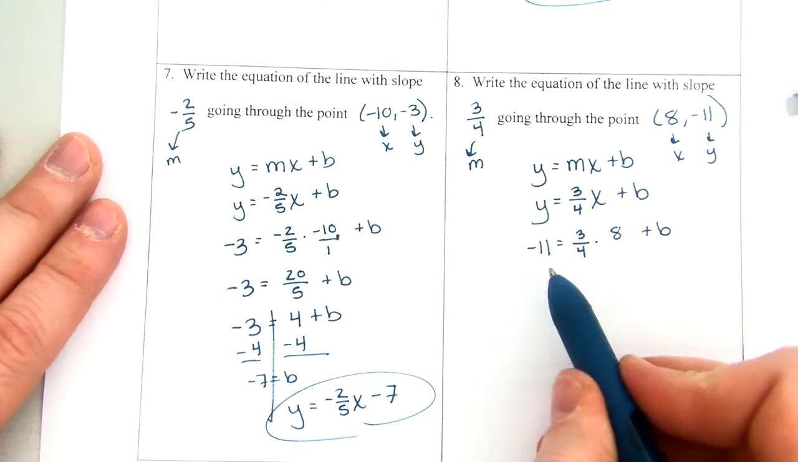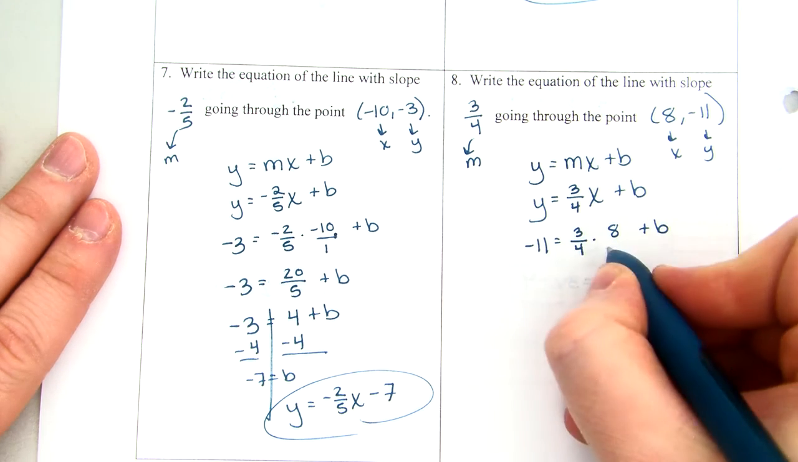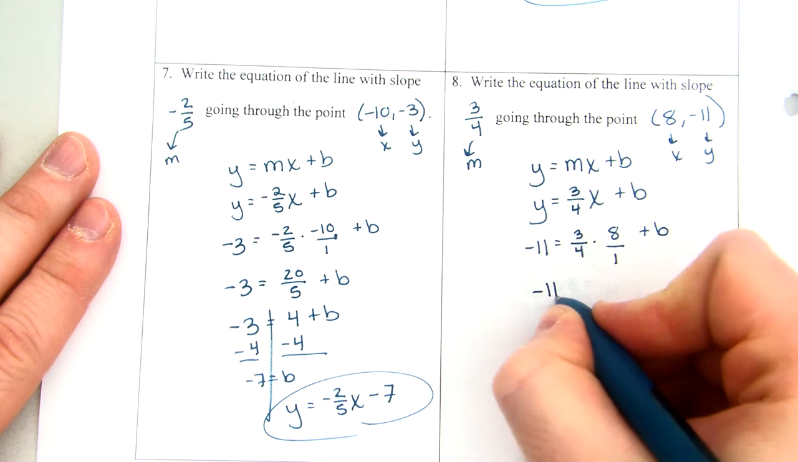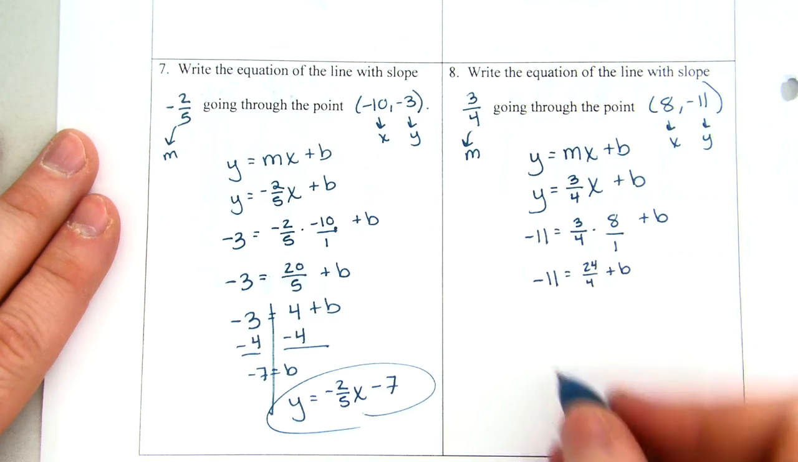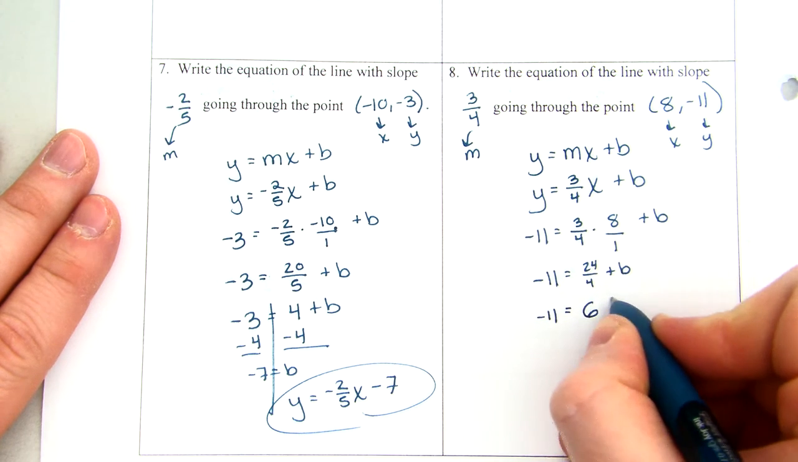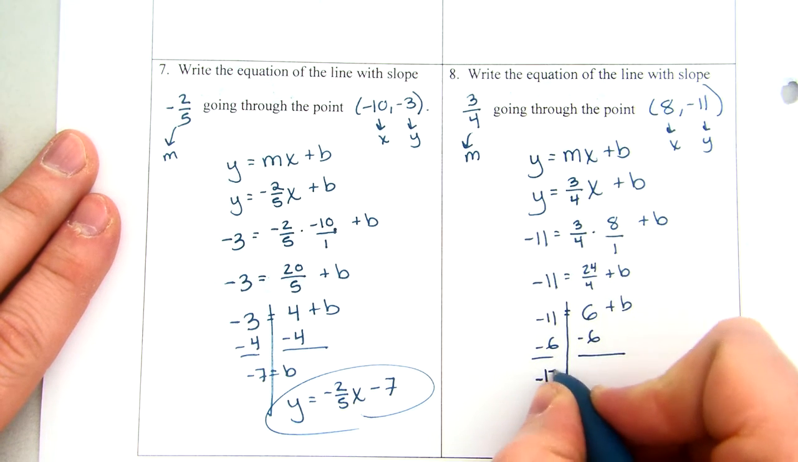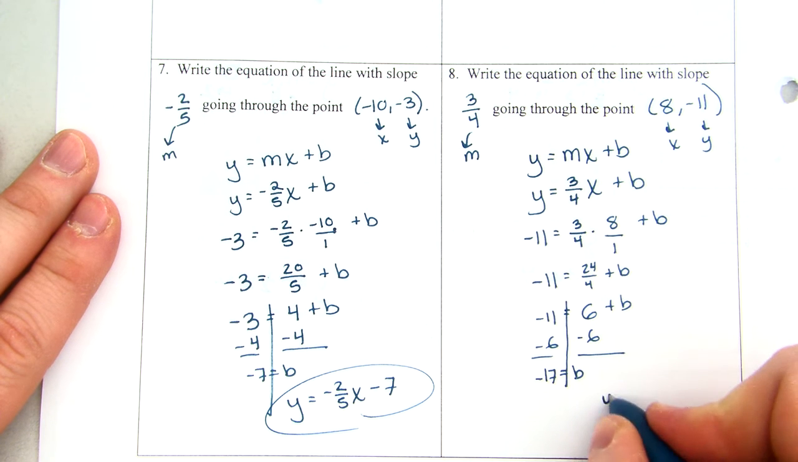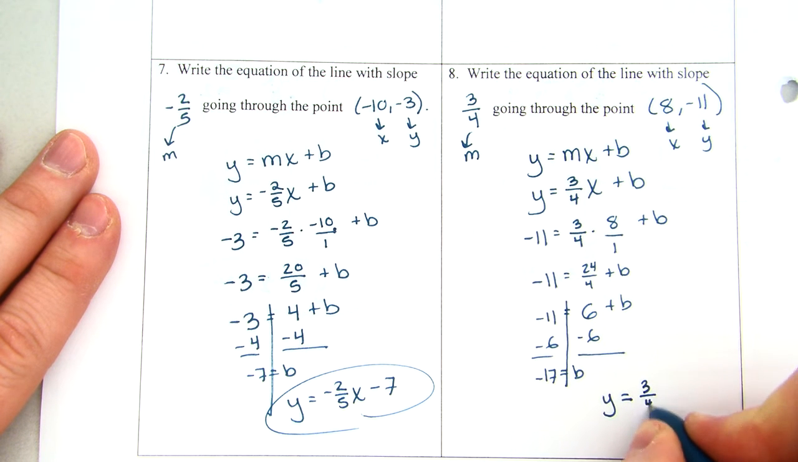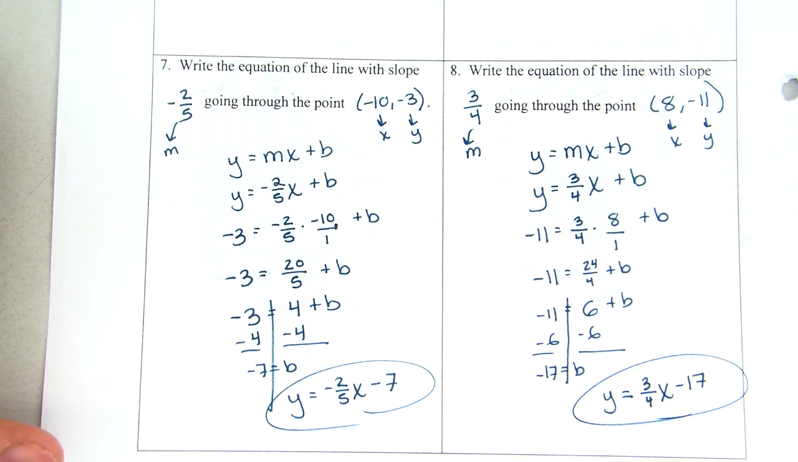Okay, so here we go. I've got negative 11 equals 3/4 times 8 plus b for my third line over here. I'm going to make my 8 an 8 over 1. So negative 11 equals 24 over 4 plus b. 24 over 4 is 6. Minus 6, minus 6. I'm getting negative 17 for my b value. Negative 17? So y equals 3/4 x minus 17, I think.